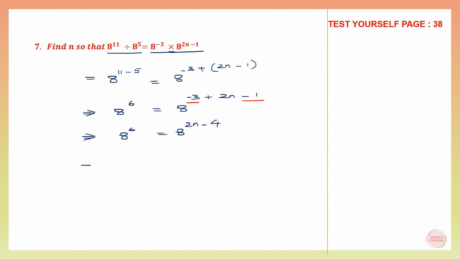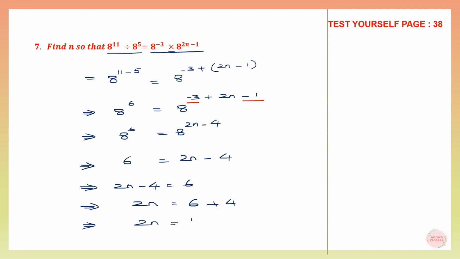So now we know that when the base is the same, the powers are equal. So let's take only the powers now. So here it is 6 is equal to 2n minus 4. Or I'll change the sides and say 2n minus 4 is equal to 6. Now we're going to find the value of only 2n. 2n is equal to 6 plus 4, because we're transposing minus 4 to the other side, it becomes plus 4. So 2n is equal to 6 plus 4, which is 10.